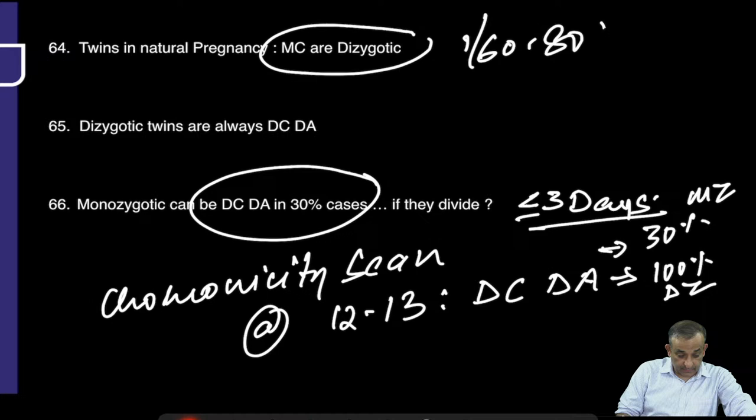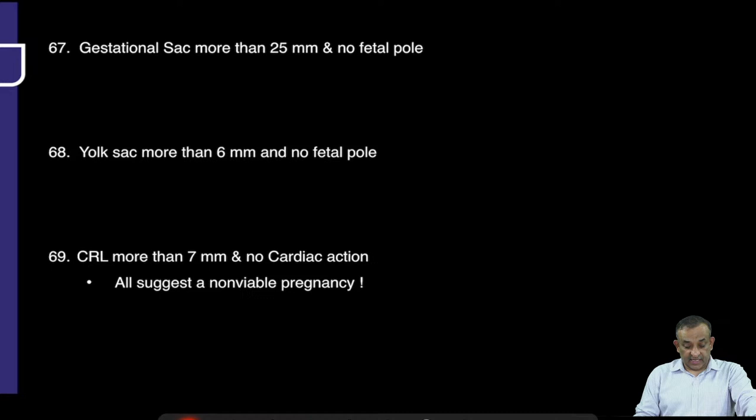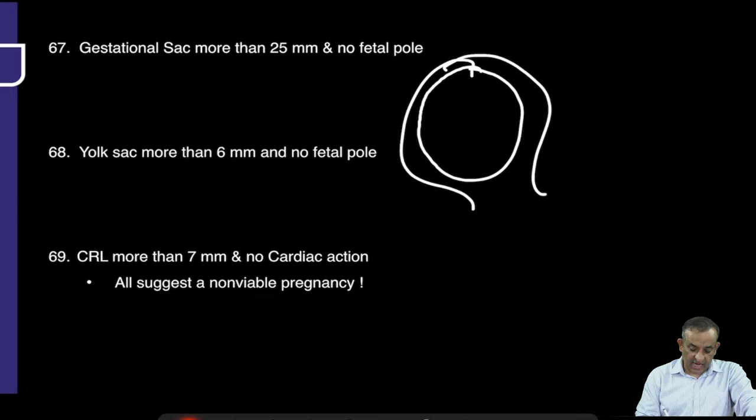Now, when I see a gestational sac, there are three things which are all very important. There's a pregnancy in this uterus. I see a gestational sac. After the gestational sac, a yolk sac.